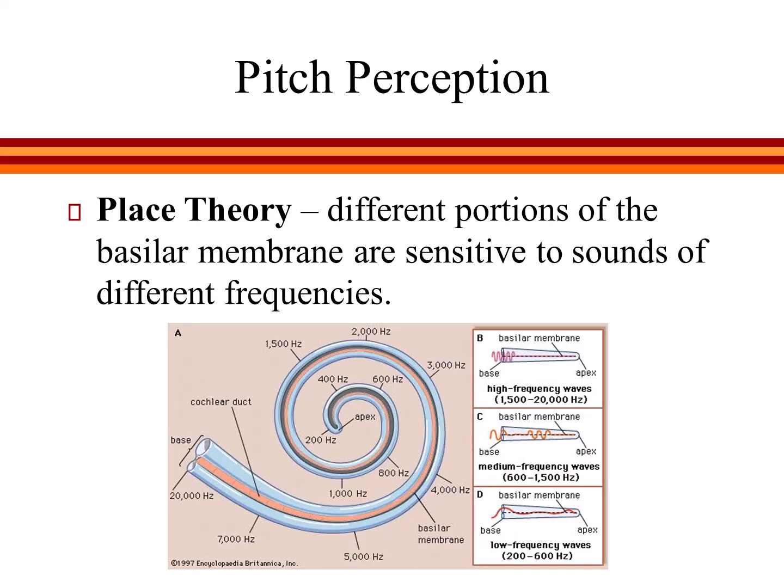Place theory proposes that different portions of the basilar membrane are sensitive to sounds of different frequencies. More precisely, the base of the basilar membrane responds best to high frequencies, and the tip of the basilar membrane responds best to low frequencies. Thus, the place on the basilar membrane that is stimulated helps your brain to detect the pitch of the sound.